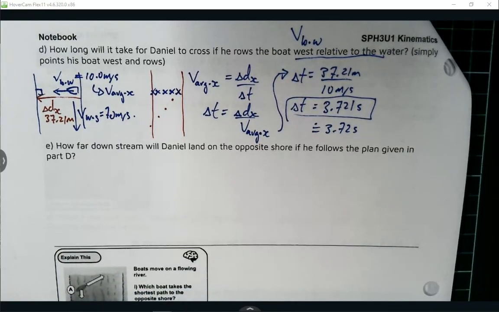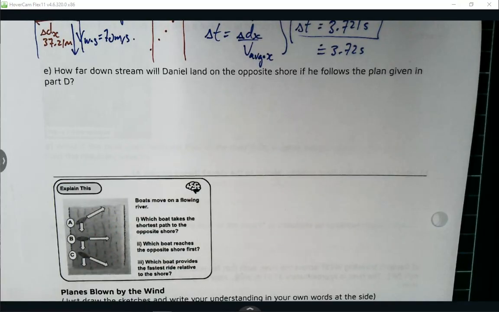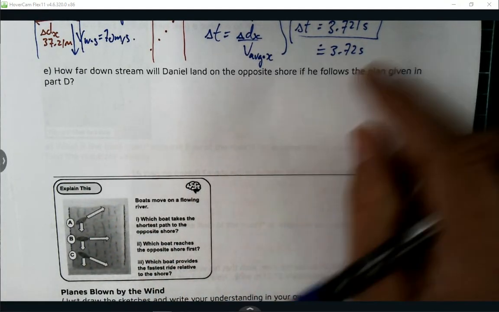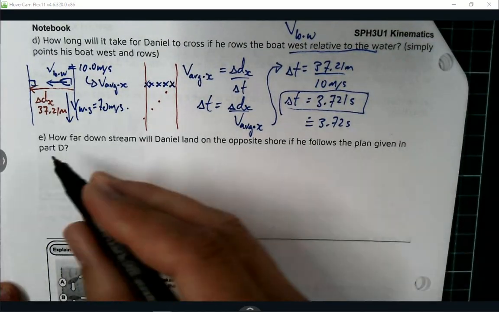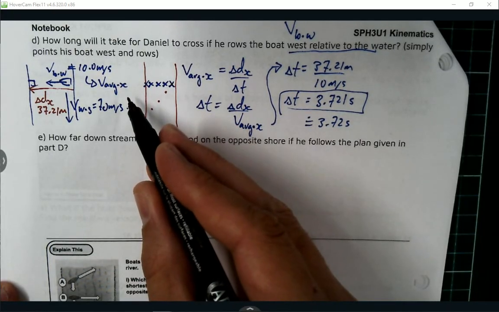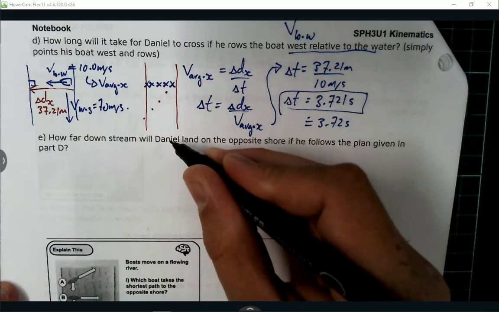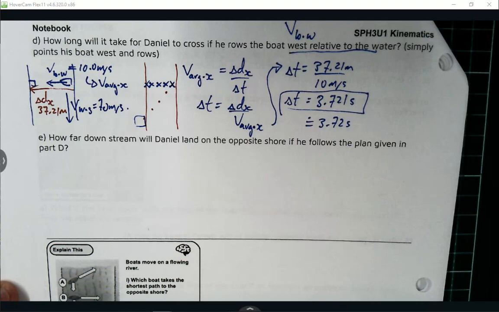But I want to go into part E. And I feel like it's worth knowing that we're almost finished, so it's part E time! Anyway, part E. How far downstream will Daniel land on the opposite shore if he follows the plan given in part D? Part D says that he's going to take this many seconds to go across. But in that time, isn't he also getting washed downstream? And so we expect he's going to land right there, on the other side.